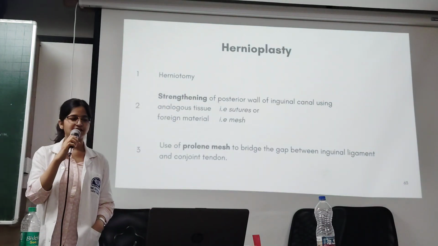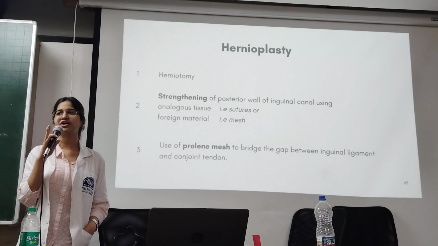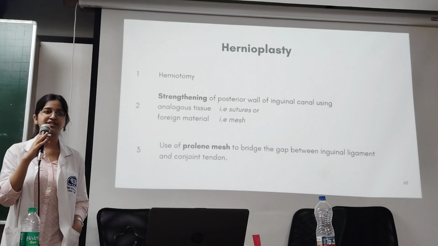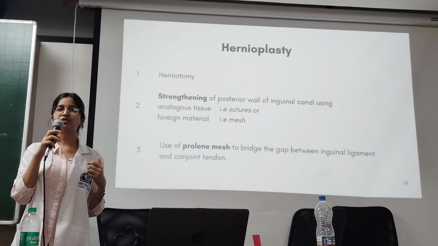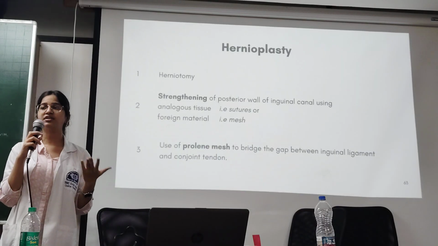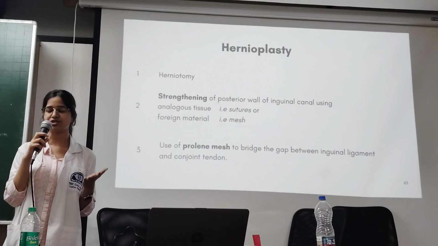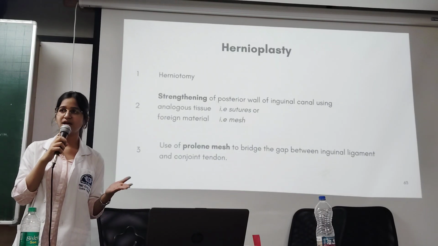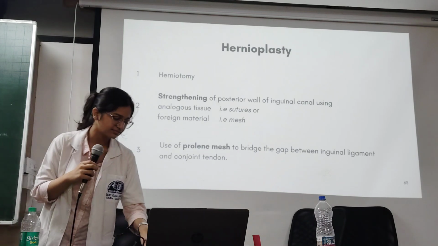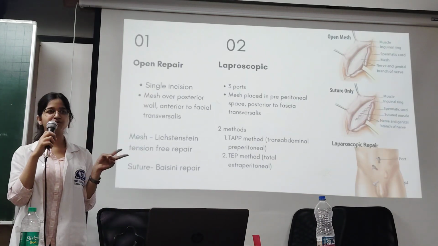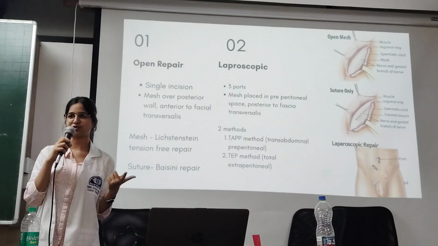Next, hernioplasty. Hernioplasty basically follows herniotomy with the additional use of strengthening the posterior wall through use of sutures or a mesh. We also make use of a prolene mesh to bridge the gap between the inguinal ligament and the conjoint tendon. Hernioplasty has two main approaches, open repair and laparoscopic.